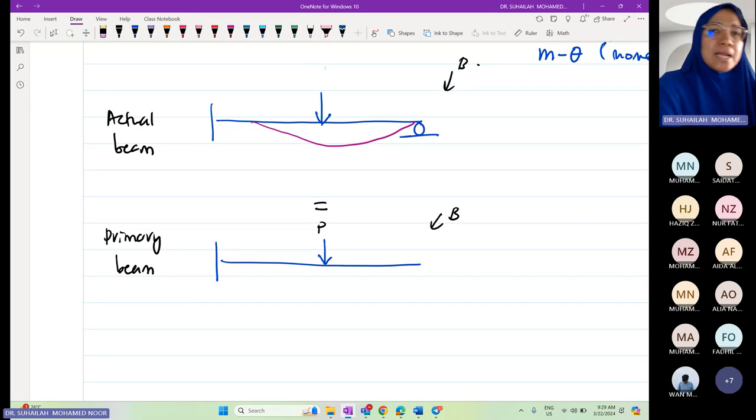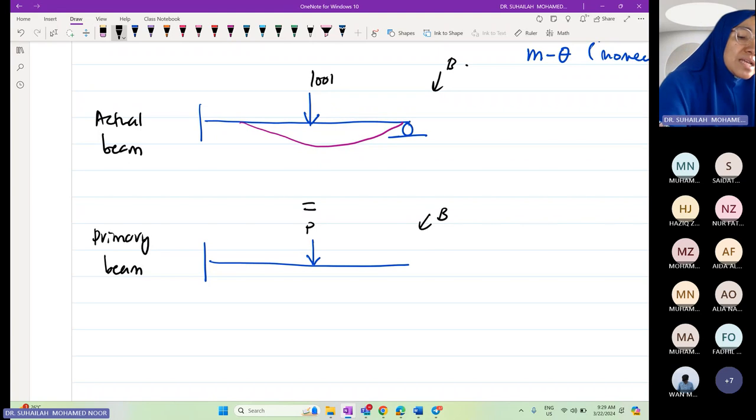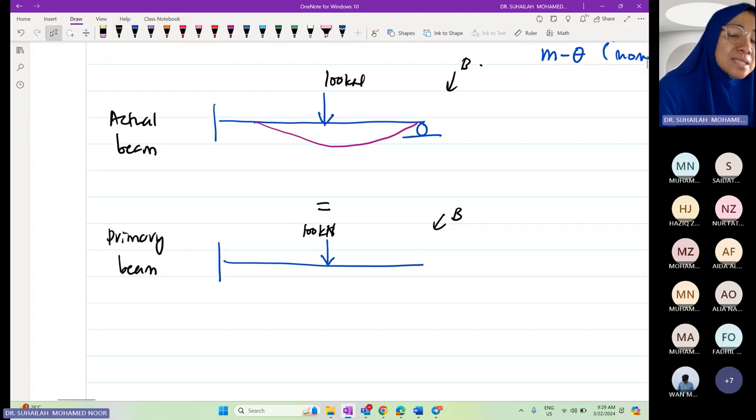Atau you anggap dia ada nilai, so that you boleh nampak. P tak nampak kan? Okay. Anggap dia ada nilai. 100 kilonewton. Okay, kalau ke atas, dia punya deflection yang purple tu, okay, it is like that because of the support.